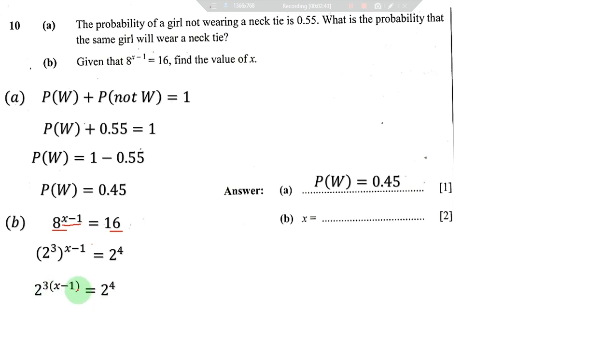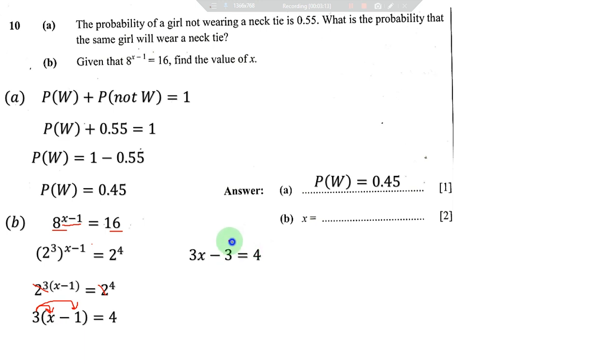Now since the bases are equal, it means also the powers are equal. So these bases can just be cancelled and then you equate your exponents. So we have 3 open bracket x minus 1 equals 4. Then the 3 has to be multiplied to the 2 terms that are inside the brackets. So 3 times x, that is 3x. 3 times negative 1, that is negative 3. So this is what we're going to have equals 4.